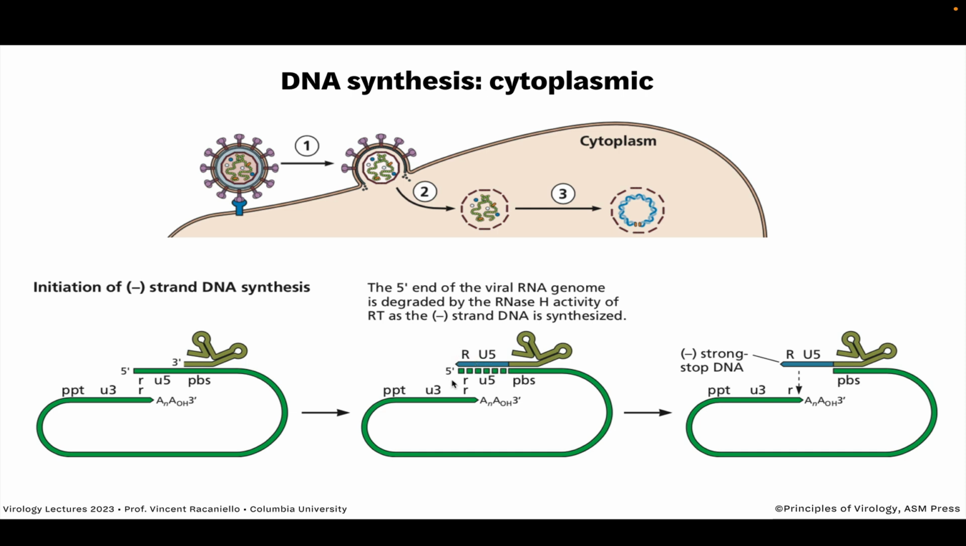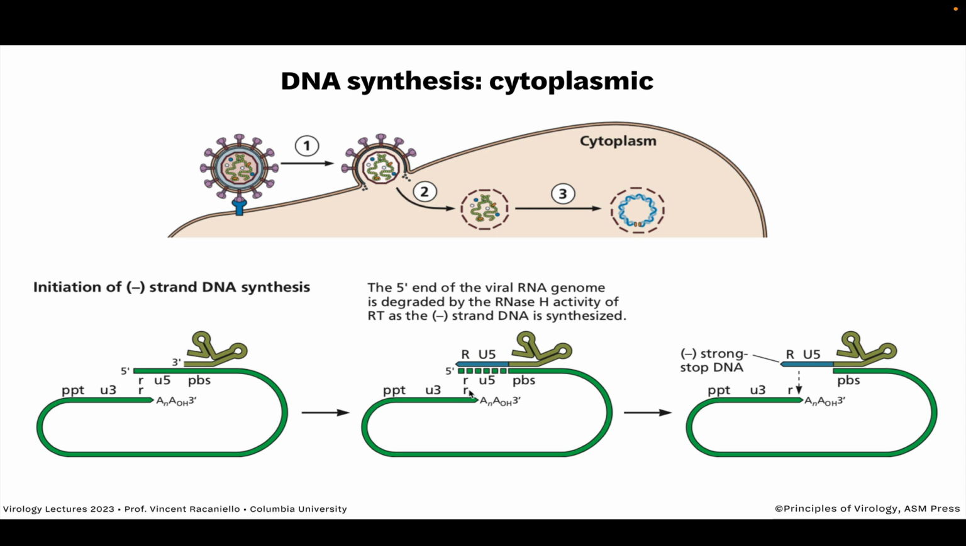But look at what happens here. After a short stretch of making DNA, you reach the end of the RNA, the 5' end. Why would you do that? That doesn't make any sense. How can you copy the whole genome? Well, you'll see in the end why it does this. But what happens is the enzyme then switches to the 3' end of the genome, which happens to be the exact same sequence as the 5' end, little r, see?